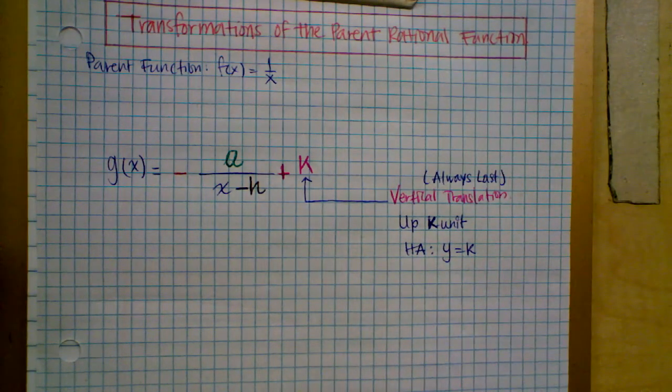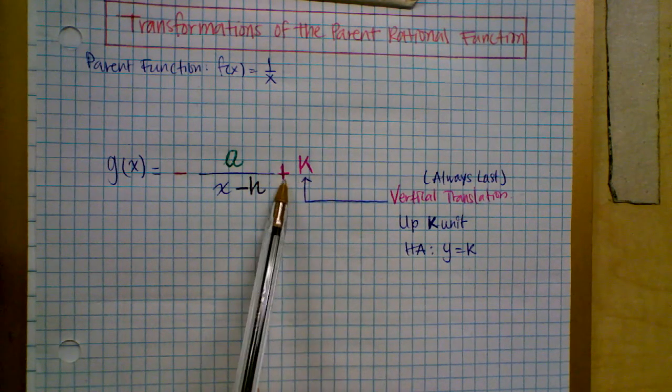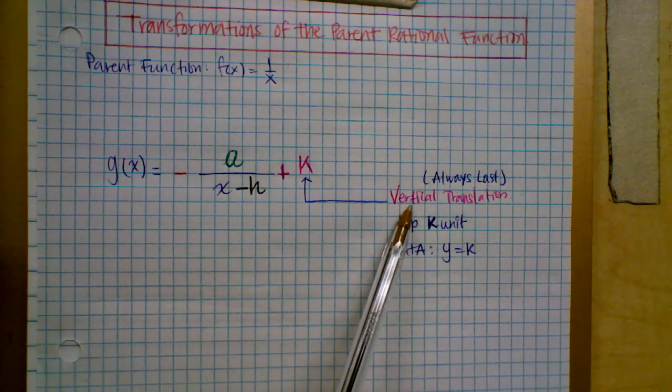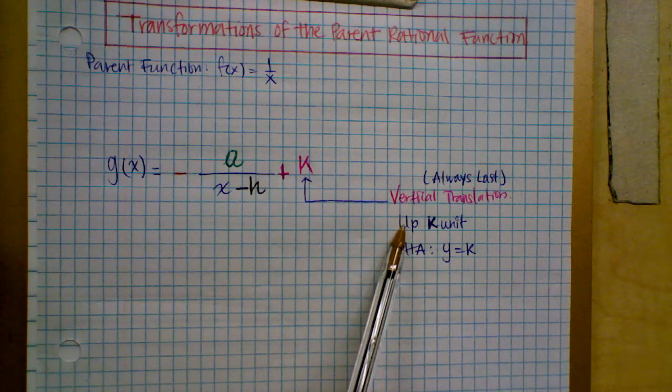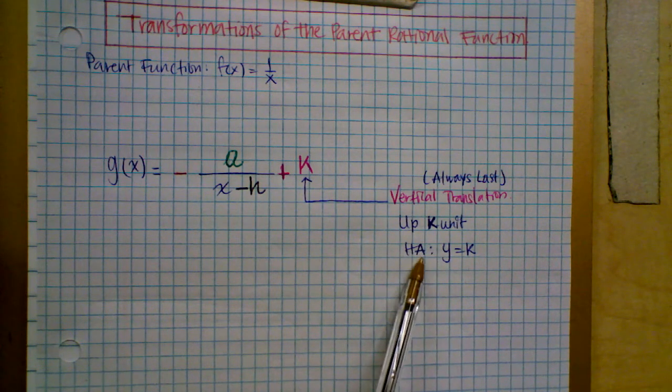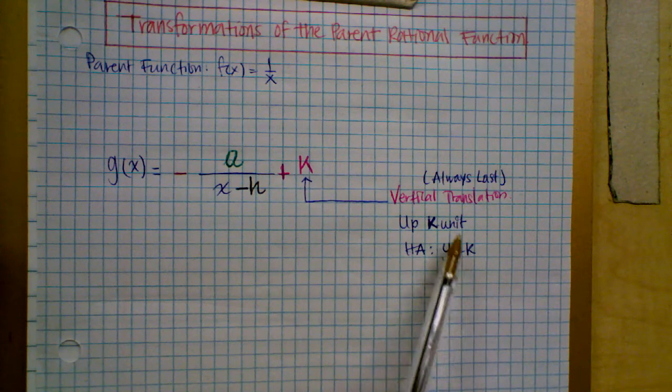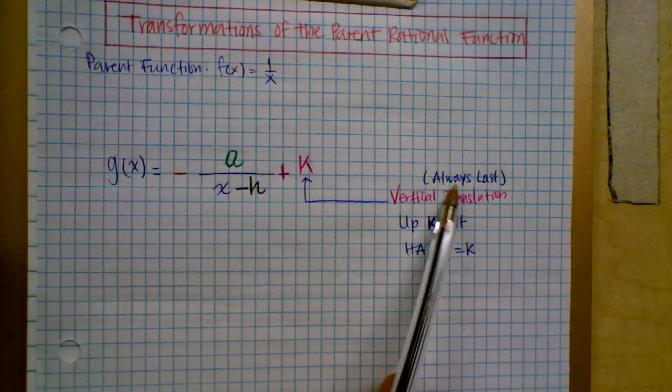Now let's move on to the next transformation. Again, if you see a number being added to the rational term, the fraction, that number is the vertical translation, and the parent function has been shifted up k units. The k also refers to the horizontal asymptote, which is the line y equals k. Remember, the vertical translation always comes last.